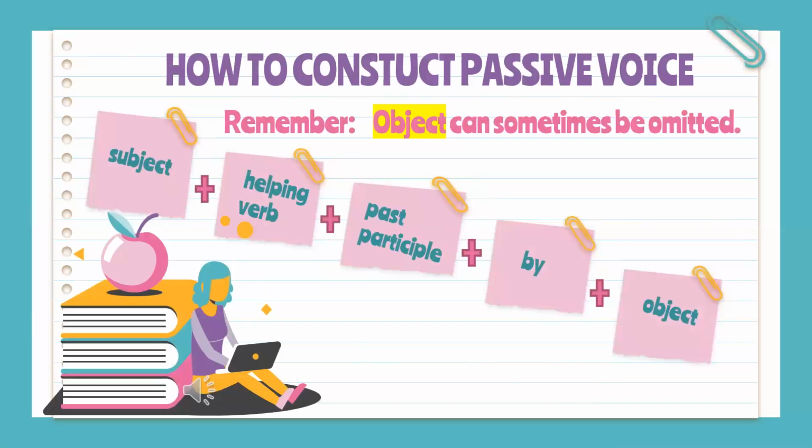In passive voice, the object can be omitted. We do this when we do not know who does the action, or if the doer of the action is not important to mention.